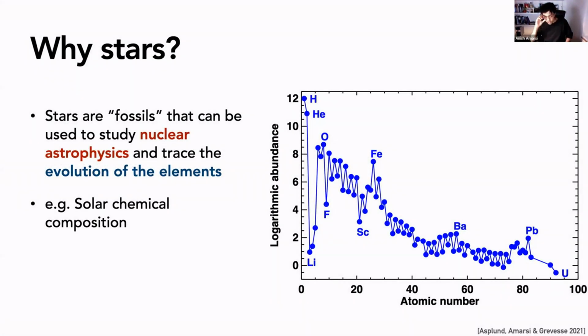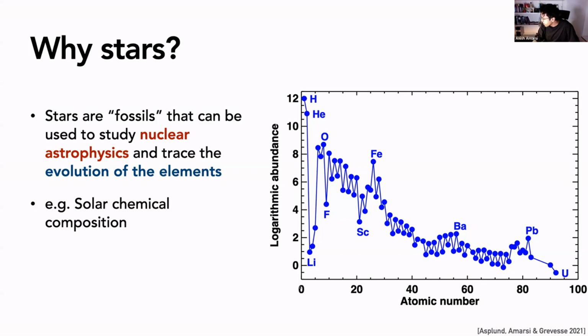So why should we care about stars? Well, many reasons, but the focus here today is this aspect that stars are kind of like fossils. They encapsulate the history of the universe, and you can use them to trace the evolution of the elements. And just one example of that is the sun. It's illustrated here on the right.